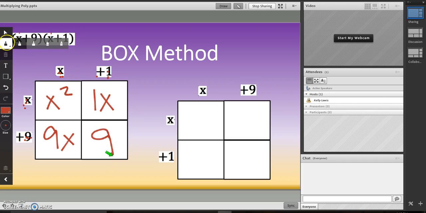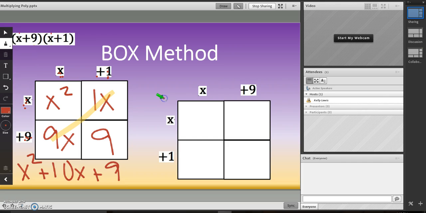Then these two are going to be our like terms. Always, the diagonals are going to be like terms. And so we have x squared, and then 9 plus 1 is 10x, and then we have our plus 9. And so we still get the same answer. It's just a matter of which way you prefer.